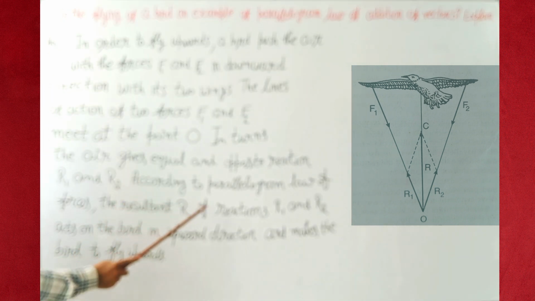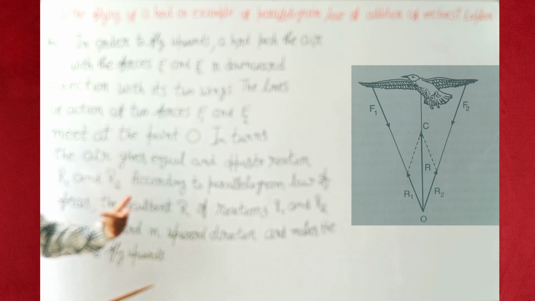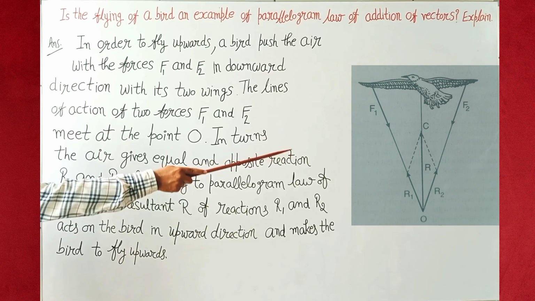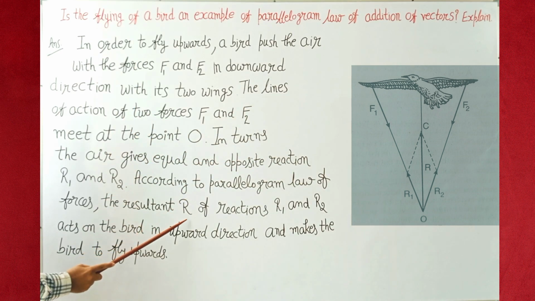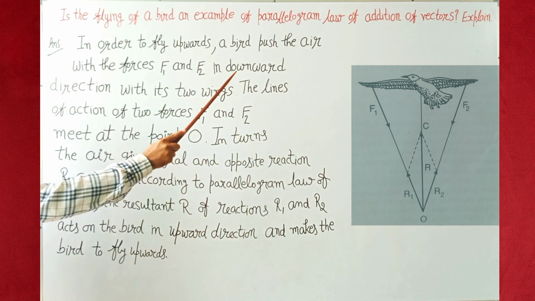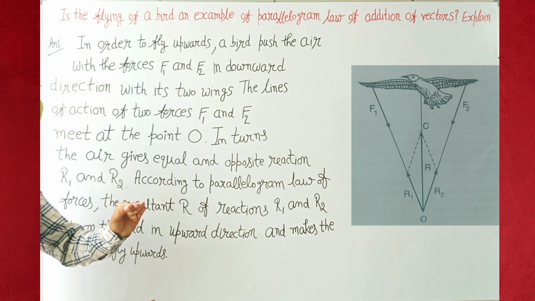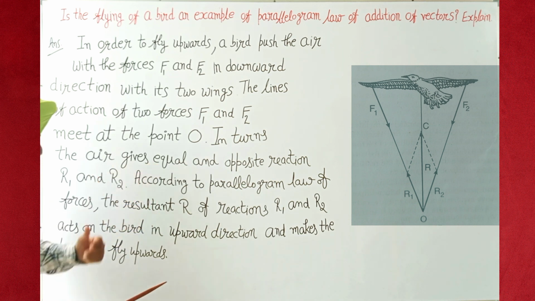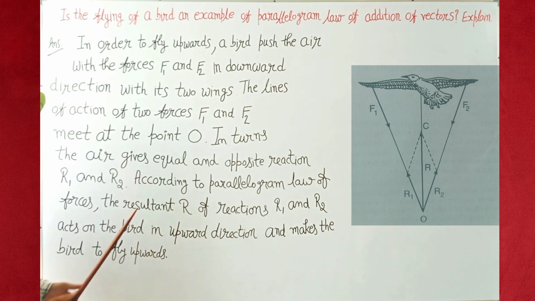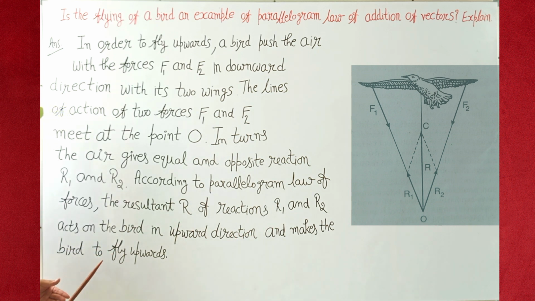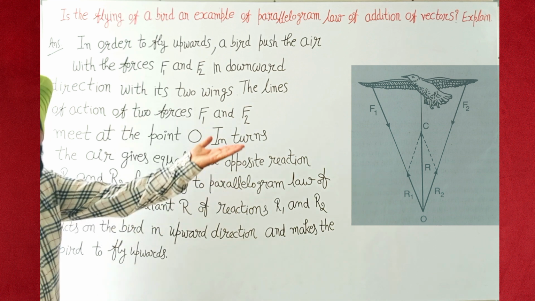Now, according to parallelogram law of forces, or you can say parallelogram law of vector addition, the resultant R of reactions R1 and R2 acts on the bird. Now, these reactions act on the bird in upward direction and make the bird fly upwards.